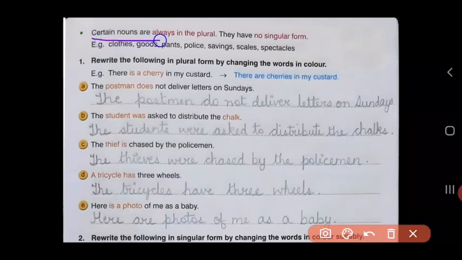Certain nouns are always in the plural. They have no singular form. Which are those nouns? Clothes, goods, pants, police, savings, scales, spectacles. These always are in plural form.